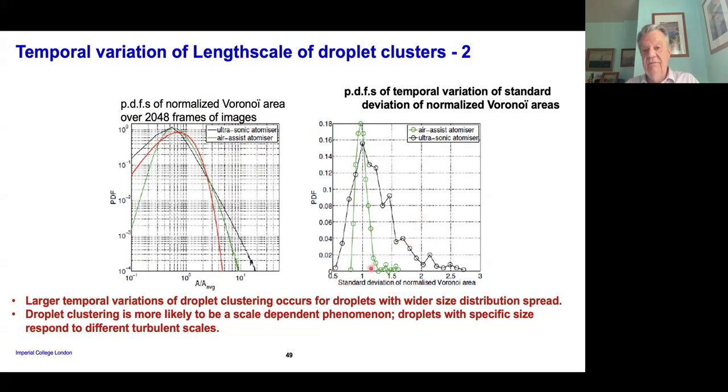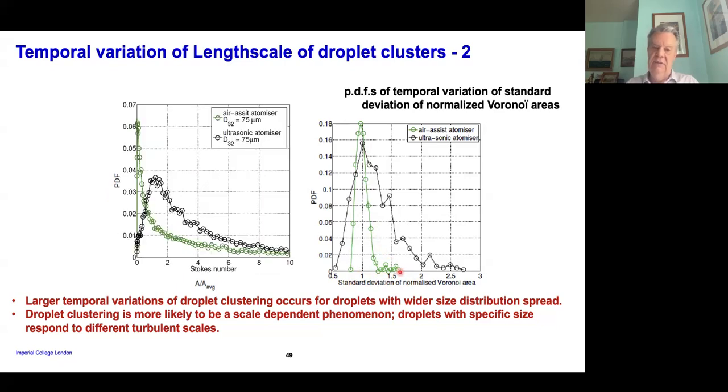We find that by changing the distributions, for example, you see the green line here, or the black line, which represents different atomizers, different distributions, you have quite a large variability of the distribution of the Voronoi areas, which shows a significant change of the clustering that you have in time.